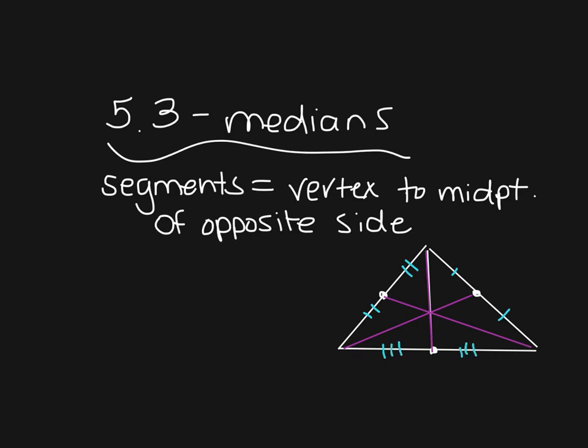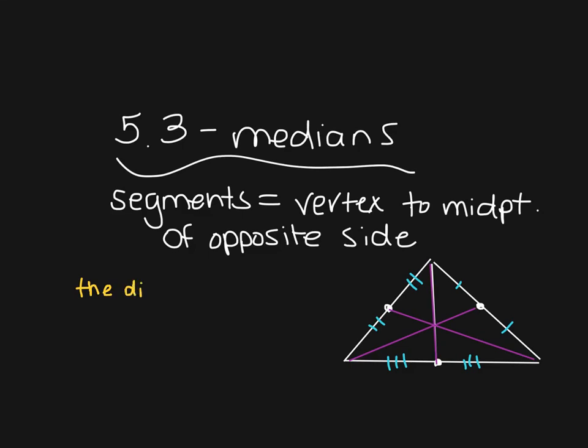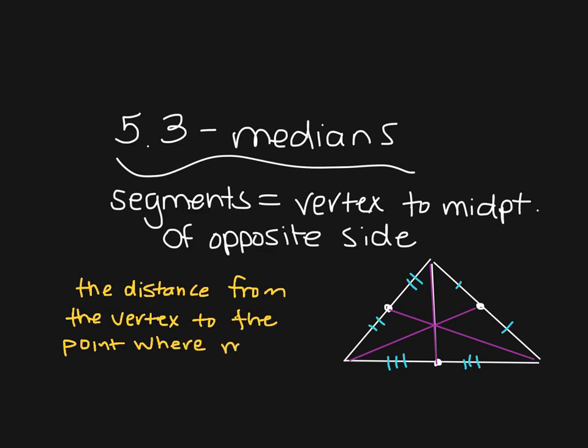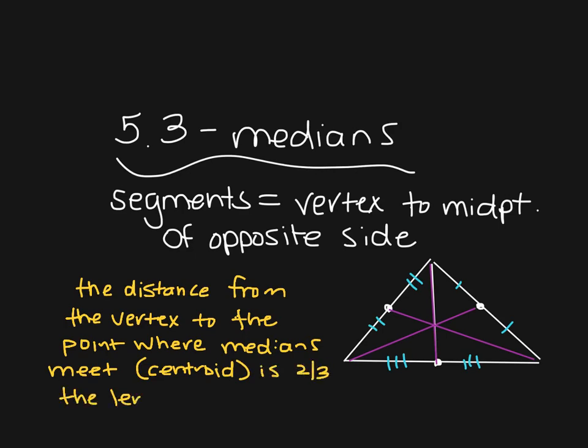So it may not tell you it's the medians, but from the picture, you'd have to figure out that it's the medians. And the theorem we learned about that is the distance from the vertex to the point where the medians meet, which is called the centroid, is 2/3 the length of the whole median.